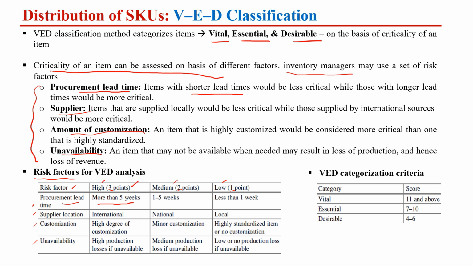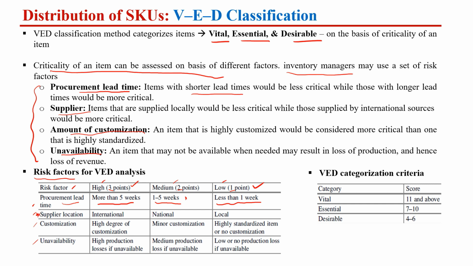That is going to be rated as high risk, and we are going to assign 3. But if the lead time is between 1 to 5 weeks, then it would be considered a medium risk for that particular product with respect to the lead time. Similarly, if the lead time for the particular SKU is less than 1 week, then it would be considered a low risk for that particular item.